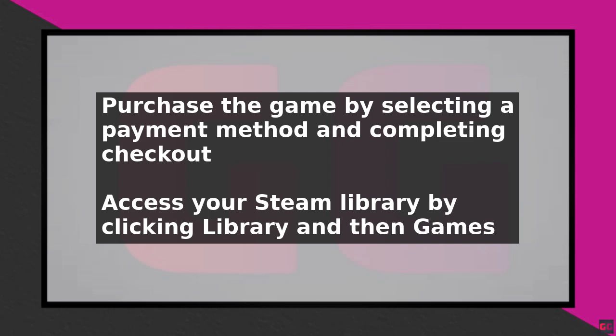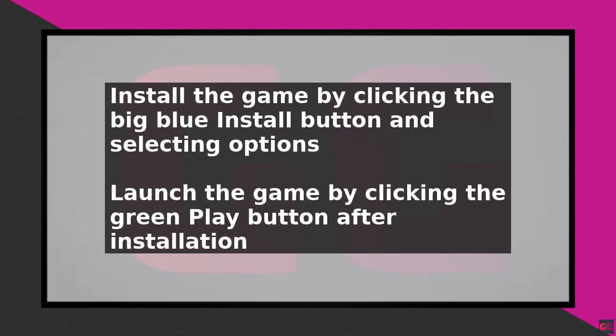After adding the game to your cart, view your cart and select For My Account to continue to the payment process. Choose your payment method from the drop-down menu and complete the checkout process to purchase the game. Once the game is purchased, it will be added to your Steam library, which you can access by clicking Library and then Games on the left.